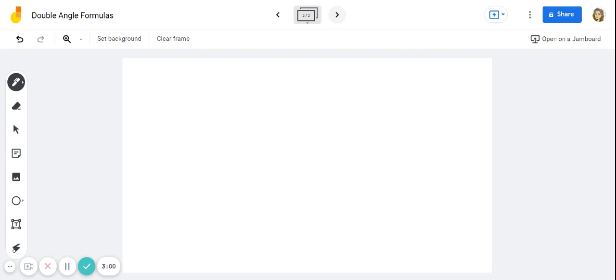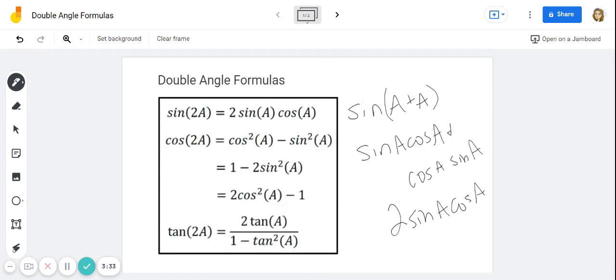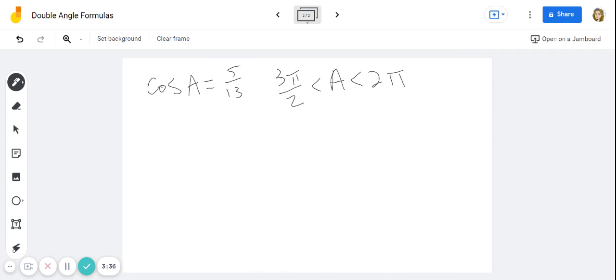Okay, so let's say that they tell us that cosine of a is 5 over 13, and a is in between 3 pi over 2 and 2 pi, so it's in the 4th quadrant. And then they want us to find all 3: sine of 2a, cosine of 2a, and tangent of 2a. So we're going to go through all of them, but before we do that, we need to make sure that we find our different values. Think about what we need. For each of these equations, we need sine of a, or cosine of a, or tangent of a. So we need those values to begin with.